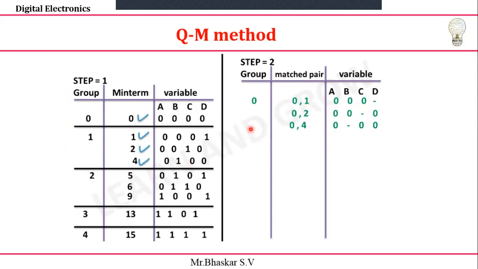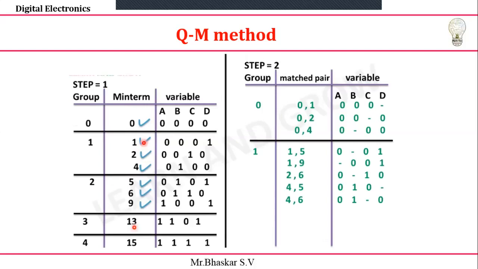Okay. Next, once 0 is over, I'm looking for 1 with respect to 5. So even if it is covered, you need to consider that. And while covering, if it is a matched pair, then we are going to make it a tick.